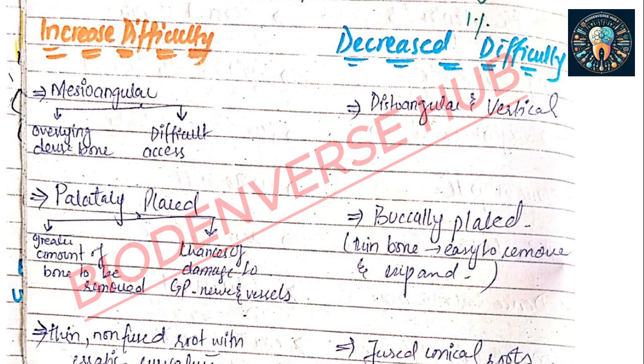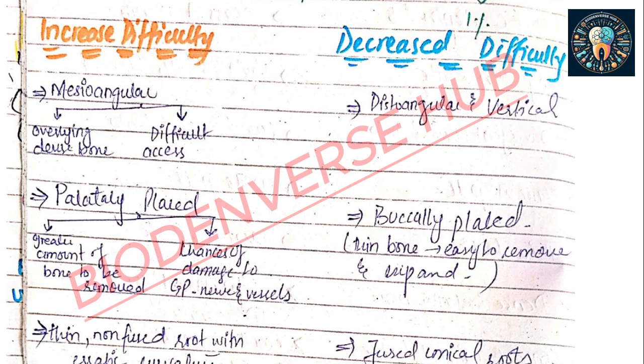Now if the tooth is palatally placed, a greater amount of bone will have to be removed in order to access that tooth, and in that case you have high chances of damage to the greater palatine nerve and vessel. So in that regard, it is obvious that it will be very difficult to remove that impacted tooth, because as it is palatally placed, we need to remove a lot of bone in order to gain access, and there are associated structures, the greater palatine nerve and vessels. There are high chances that you will end up injuring those structures.